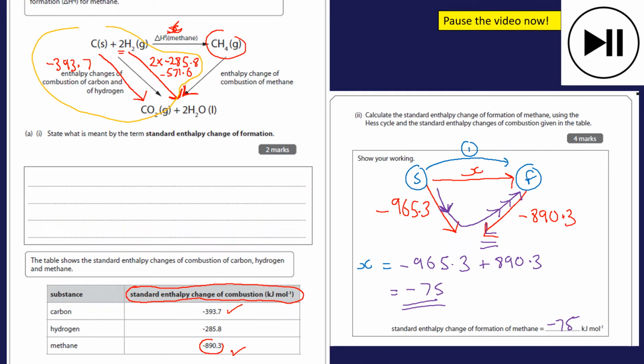4 marks. And as I've said, there's one of those on every paper I've seen. Sometimes it's formation values, sometimes it's combustion values. So you've got to look at this table to decide whether your arrows are pointing down or up. Today they were pointing down because I was given combustion. I was reacting these things away from them, I was burning them. If I was given formation values, I'd be making them, so I'd be pointing towards them.